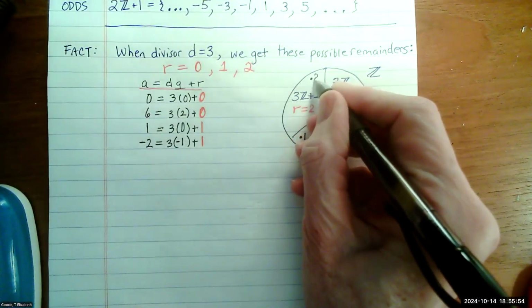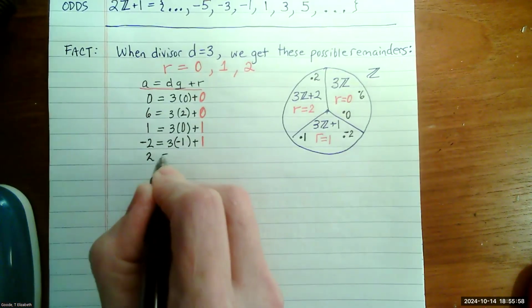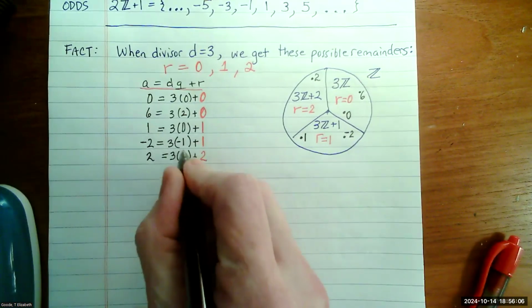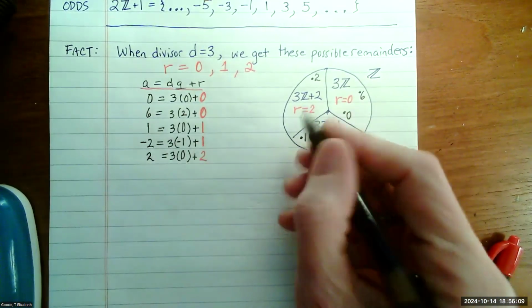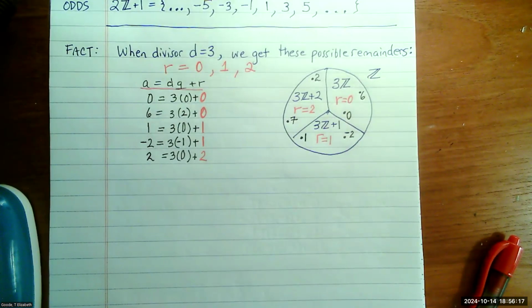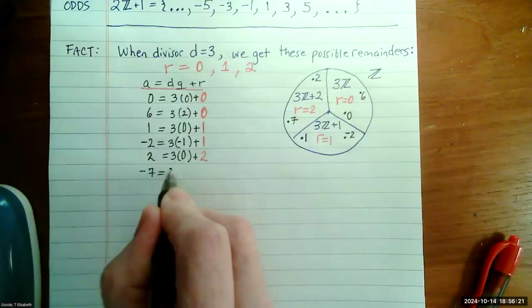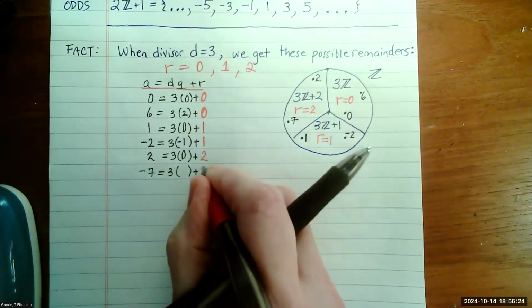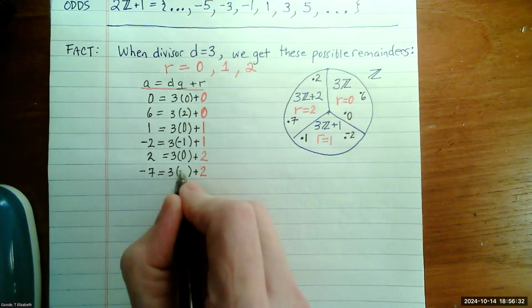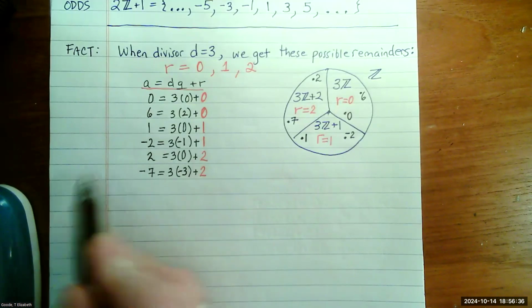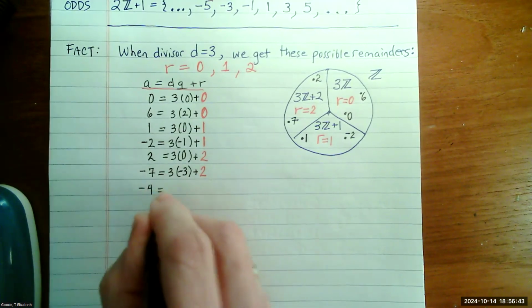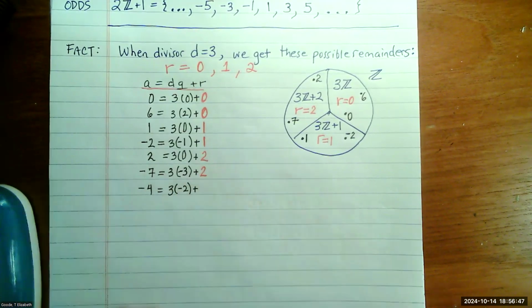And up here in 3z plus 2, I'd like to start with 2. Do a couple more. How about -7? I claim -7 is in 3z plus 2. Can you verify it? What would the quotient be? -3. Correct. We have to overshoot. We have to go past -7 down to -9 so we can come back with this positive remainder 2. And -7 is 3 times -3 plus 2. Okay, I think that's good.